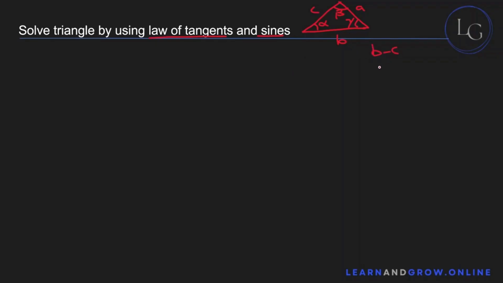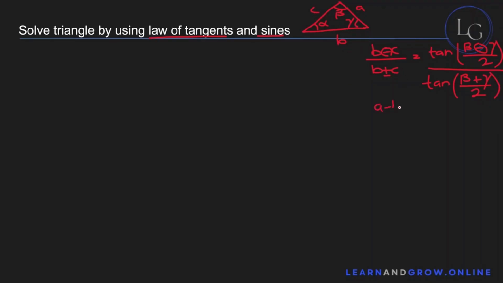B minus C over B plus C, that would be equal to tangent of the angle opposite to B, which is beta, minus the angle, because this is minus, you'll have a minus over here as well, minus the angle opposite to C, which is gamma, over 2. And you'll do the same for the denominator, so tangent of beta plus, because it's plus over here, plus gamma over 2, right?